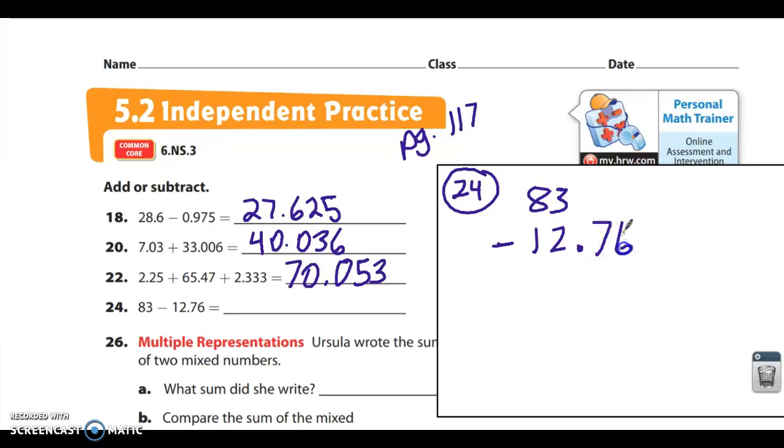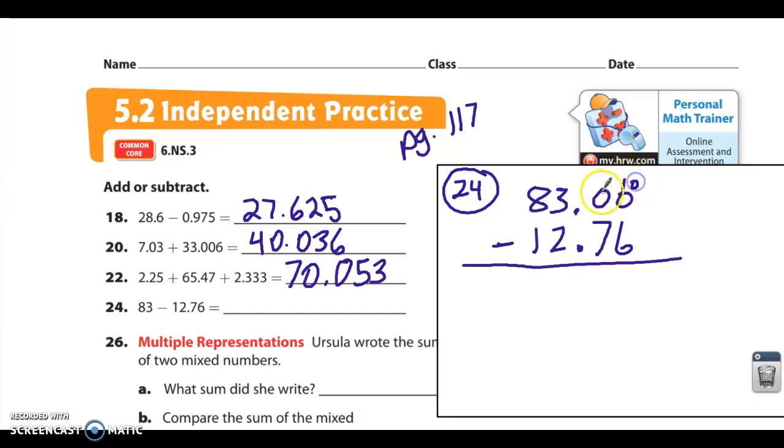1276. Now, there's no decimal to line up, so what we need to do is we need to annex a decimal and some zeros. 83 is the same as 83.00. That's how you have to line that one up. If you didn't do that for 24, you need to please fix it. Then we borrow. Same thing we borrowed with zeros earlier.